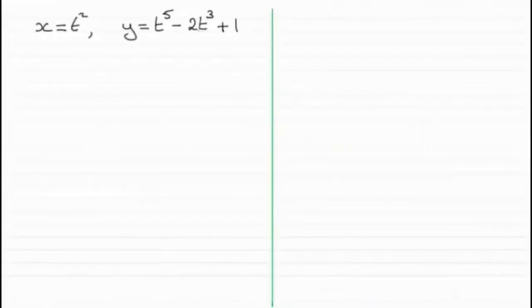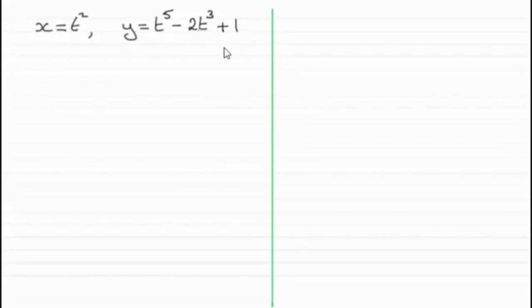Hi there. In this video I want to show you how we find the second derivative for a parametric equation in terms of the parameter. To illustrate this, I've got this example where x equals t squared and y equals t to the power 5 minus 2t cubed plus 1.